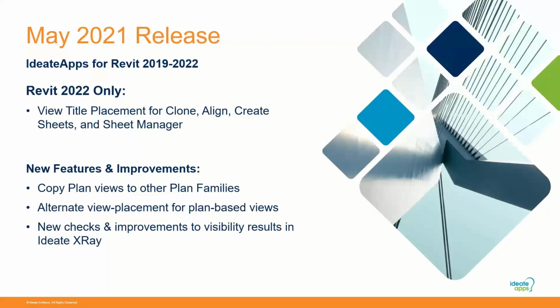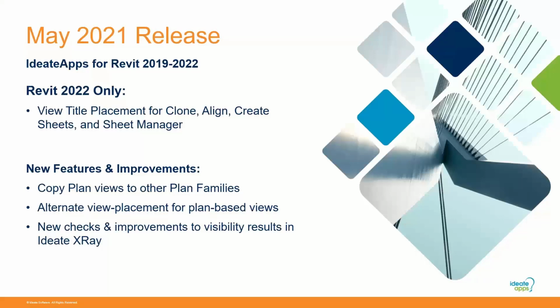So here's where I said the caveat, Revit 2022 allowed us to take control of not only the view placement, but also the title placement. And that's been a huge request. But unfortunately, it's only available in Revit 2022, and I'll show an example of that. And then we can copy plan views to other plan families.